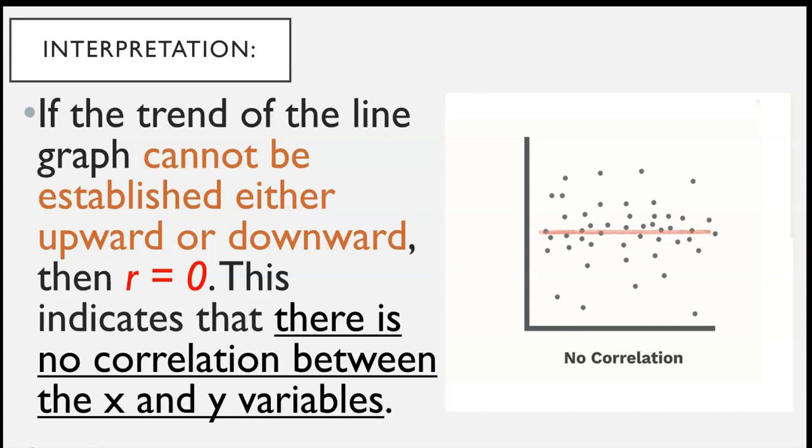Let's say, for example, the relationship between the number of absences of students and their academic performance. If the computed value of r is equal to 0, it means that the number of absences of the students has nothing to do with their corresponding academic performances or grades.